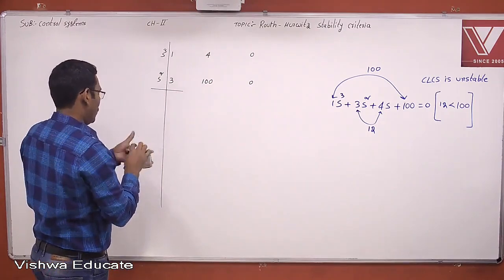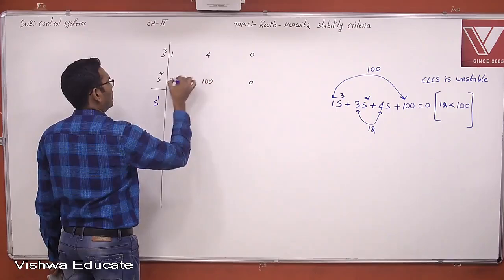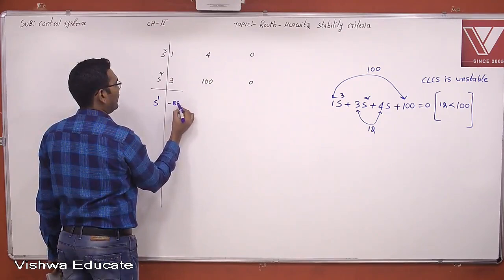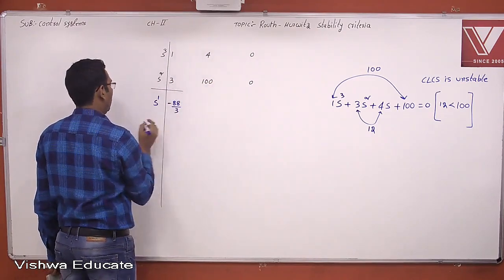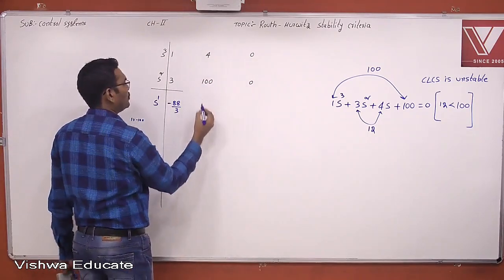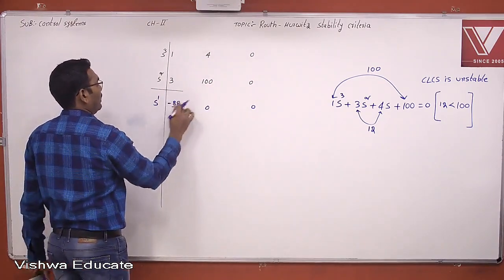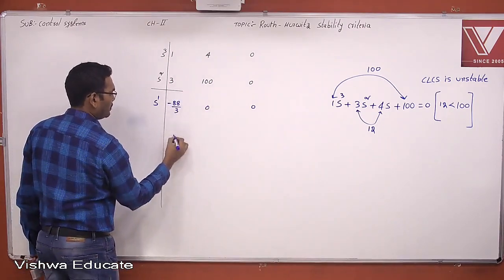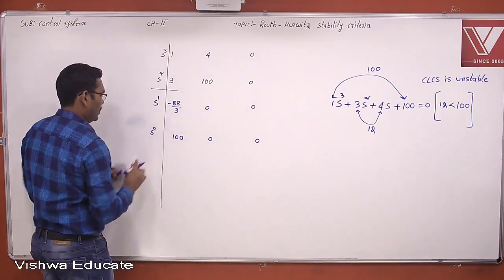Now s cube, s square and s power 1: 3 into 4, 12, 12 minus 100, so minus 88 by 3. Then 3 into 0 is 0. Now for s power 0, assume x: x into 100, 100x minus 0 by x, this is 100, 0, 0. This is s power 0. Now see here.